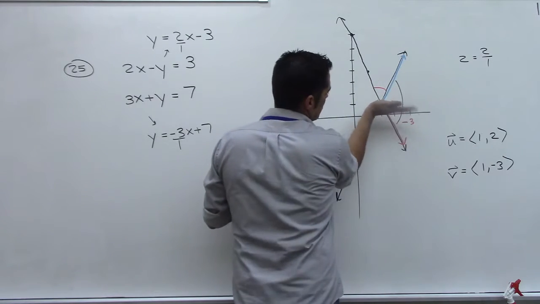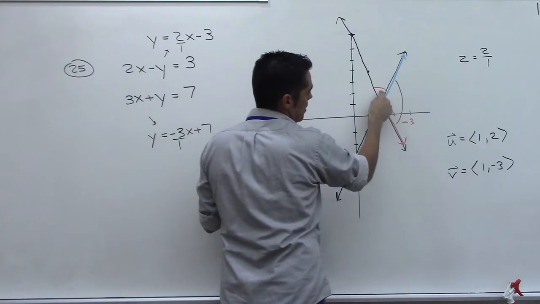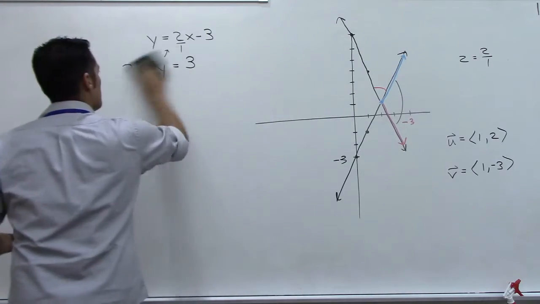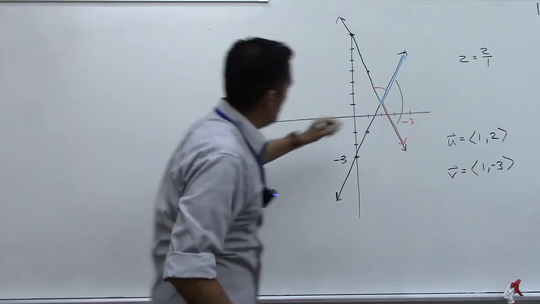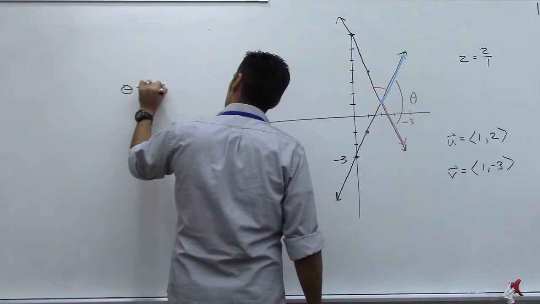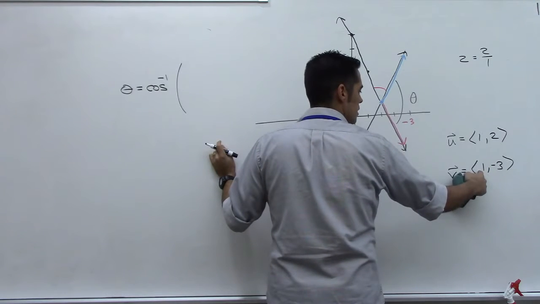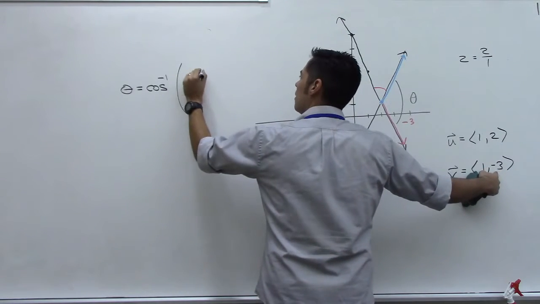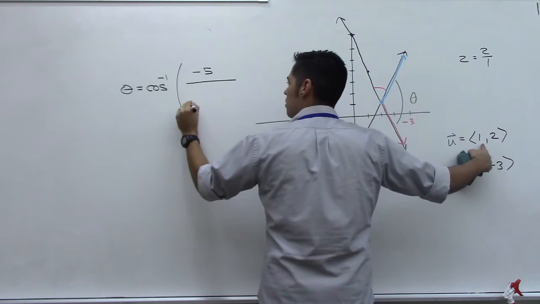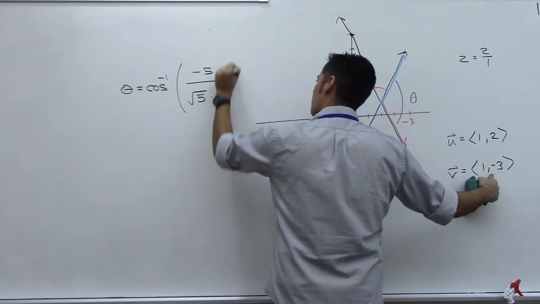I know that all the way from here around is 180. So if I just take 180, subtract this angle, that would give me this one. So let's find the angle between those two vectors. I'm actually going to be finding right now this angle, which is theta. And what I know is that theta is equal to cosine inverse of the dot product of these two vectors. So that's 1 minus 6, so negative 5, over the length of this vector, which is the square root of 5, and the length of this vector, which is the square root of 10.